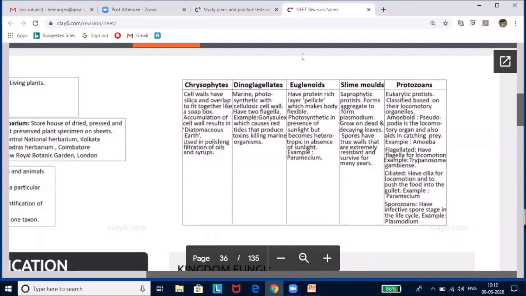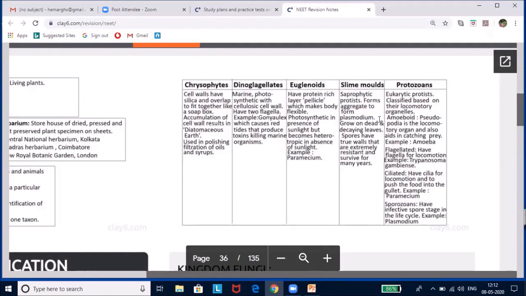Now euglenoids, these have a pellicle, which is protein rich, instead of a cell wall. As a result, these euglenoids have a flexible body. They are photosynthetic in the presence of sunlight, so they become autotrophs. In the absence of sunlight, they become heterotrophs. Example, it is not Paramecium, children, it is Euglena. It's a printing mistake.